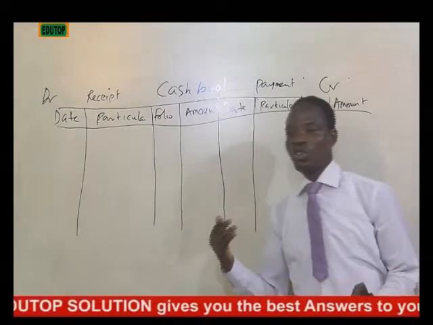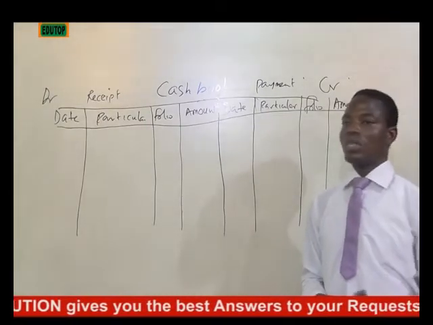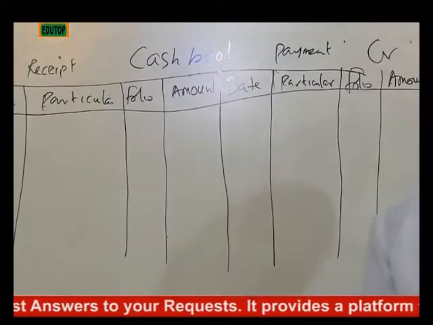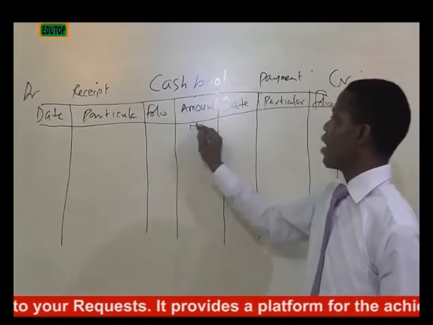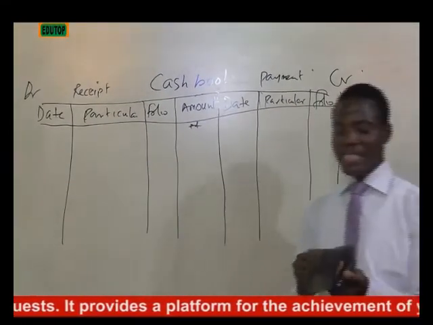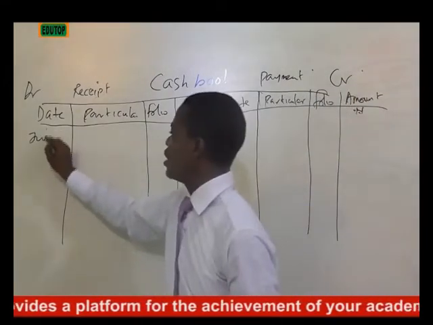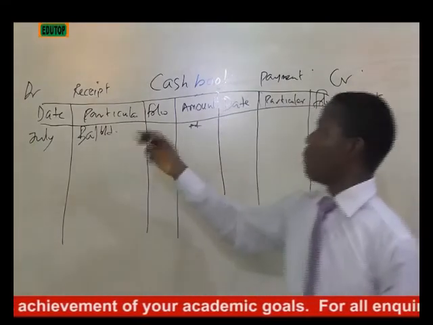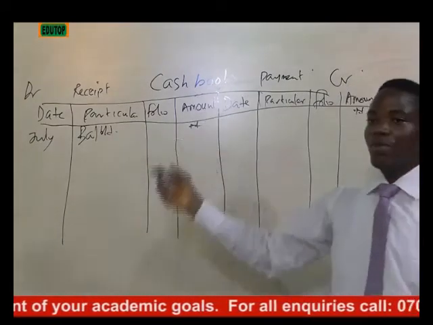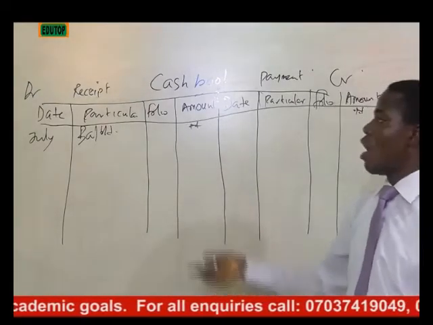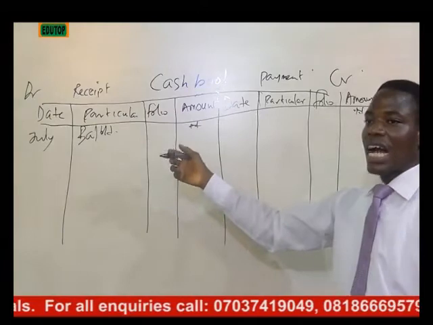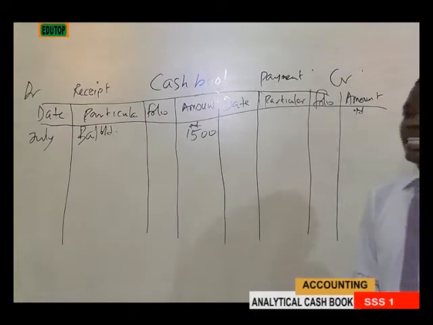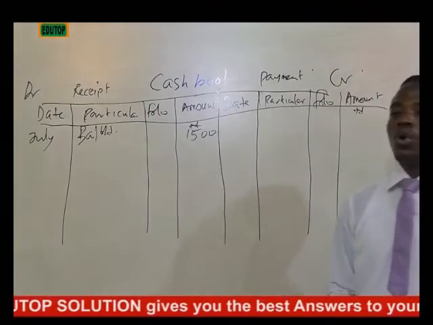Then we want to do the illustration. January 1 says cash in hand, 1,500 naira. That is the balance. We call it balance BD, which is the balance brought down from the closing balance of the CASHBOOK. When we bring it into the following month, it becomes balance BD. That's why we have cash in hand, which is 1,500.